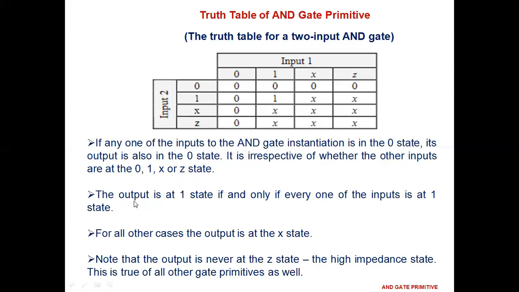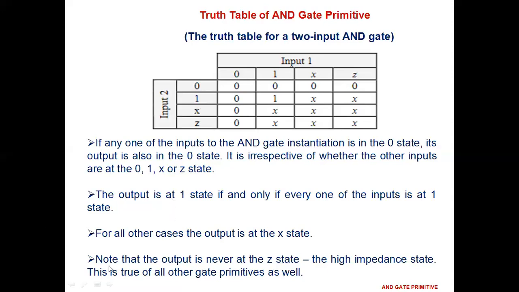Next, the output is at the 1 state if and only if every one of the inputs is at the 1 state. Yes, if both inputs are 1, then only the output is 1 for the 2 input AND gate. Next, for all other cases, the output is at the X state. This means only if any one of the inputs is 0, the output is 0. If both inputs are 1, the output is 1. And in all remaining cases, the output is in the X state. Here you observe, X, X, X, all these are X. So once again, in a 2 input AND gate, if any one of the inputs is 0, the output is 0. If both inputs are 1, then the output is 1. Other than these two cases, in all cases the output is X.